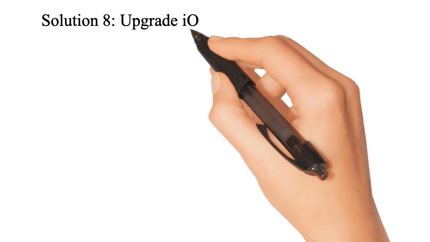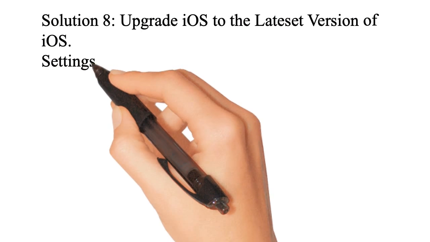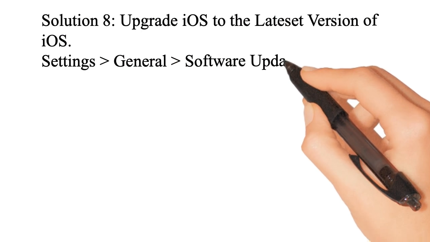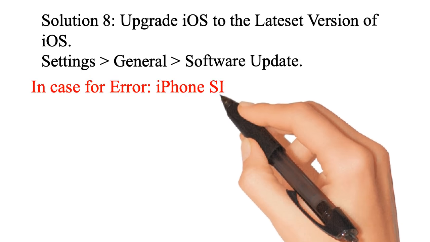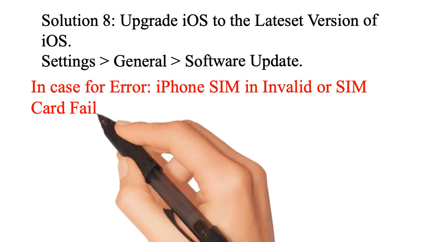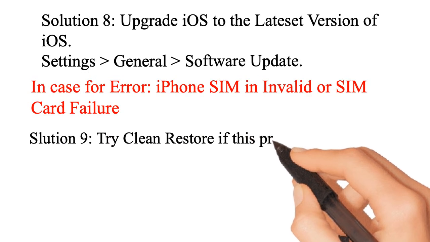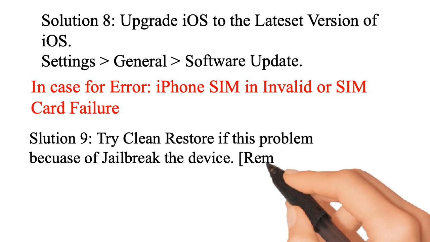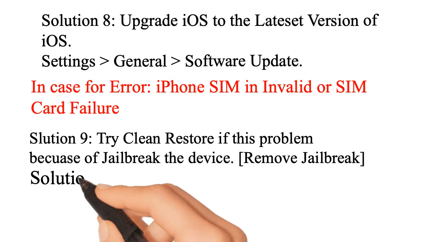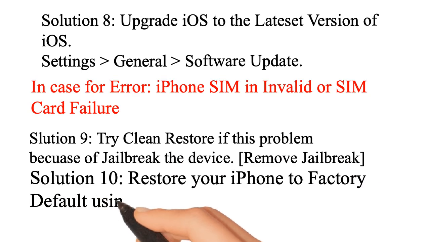Solution 8. Upgrade iOS to the latest version. Settings, General, Software Update, in case of the error iPhone SIM invalid or SIM card failure. Solution 9. Try a clean restore if this problem is because of a jailbroken device. Remove the jailbreak. Solution 10. Restore your iPhone to factory default using iTunes.